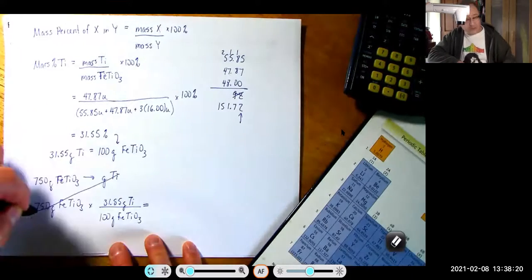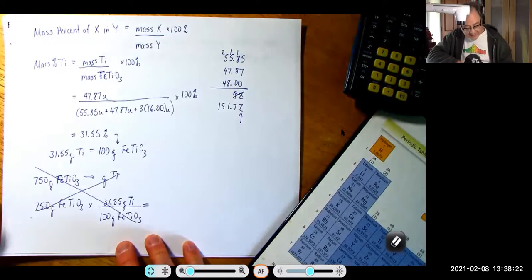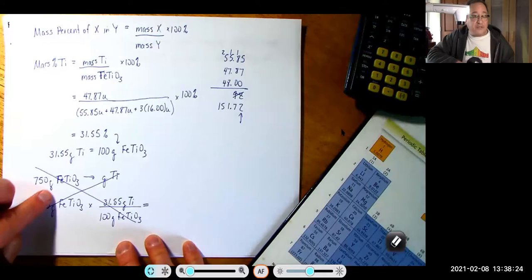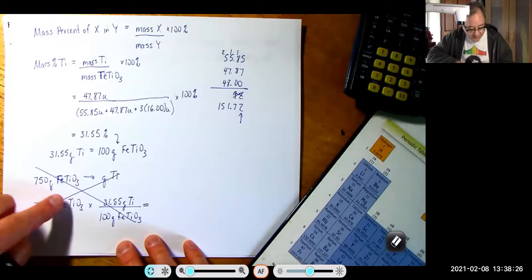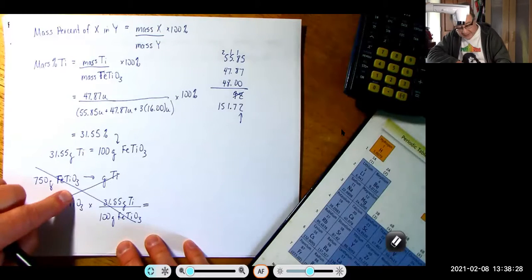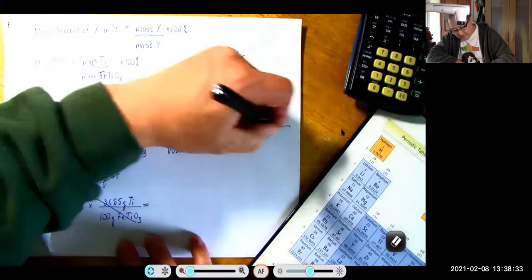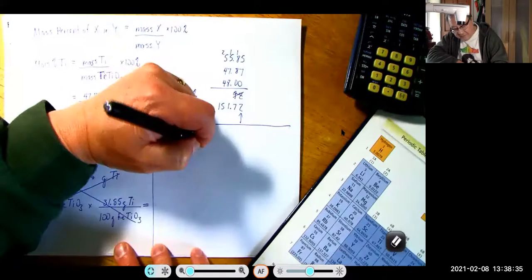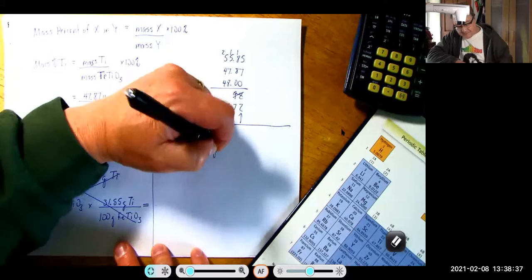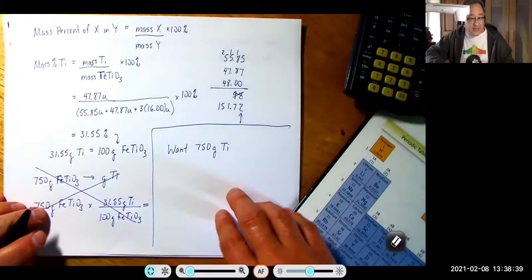Oh, my bad. We got to cross this whole thing out because it doesn't ask if you start with 750 grams of titanium or ilmenite. It says you want 750 grams of titanium. So how much ilmenite do you start with?